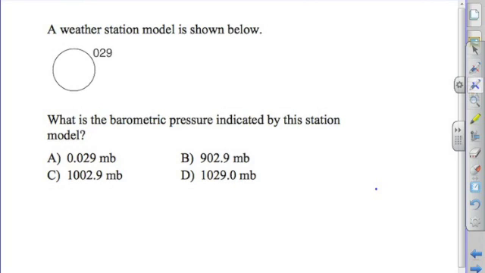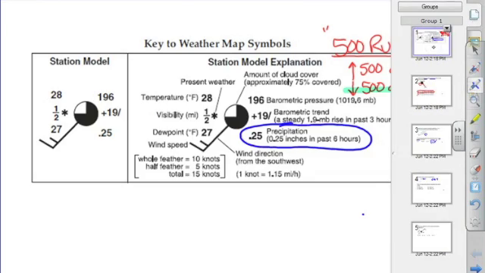A weather station model is shown below. What is the barometric pressure indicated by this station model? So you'll notice on the top right-hand corner, it's the only variable they're identifying for us. They've given us 029. I need to take that off of the station model and apply my 500 rule. Let me look back at my reference table.